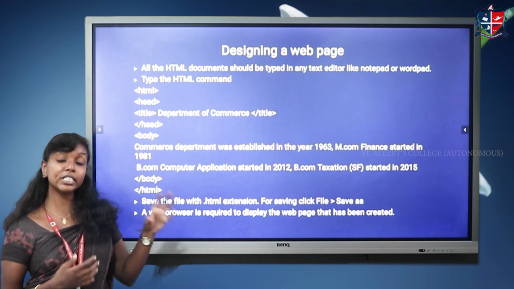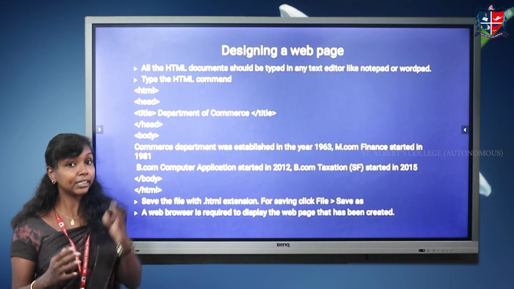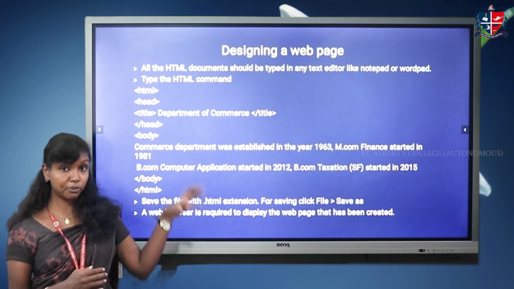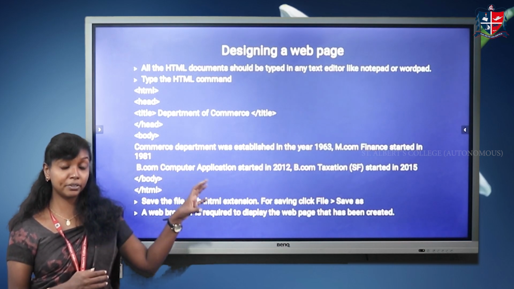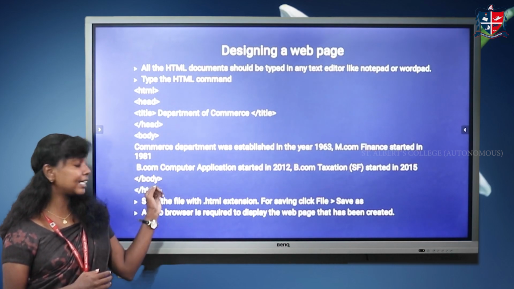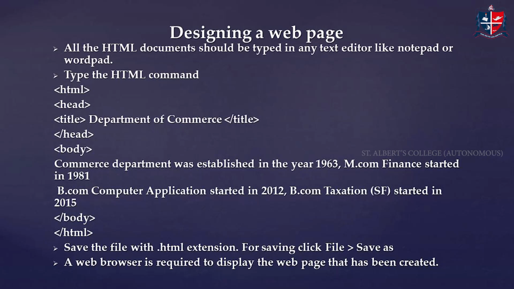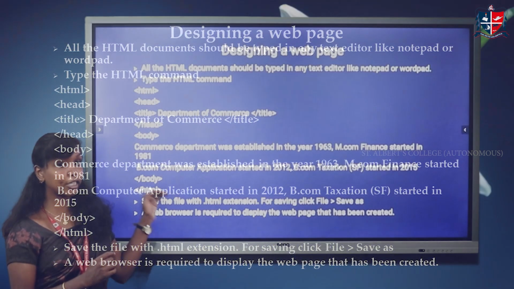So in order to create a web page, first we have to use Notepad or WordPad. Then we enter the instructions. While entering the instructions, make sure that we open with the HTML tag and end with the HTML tag itself. The HTML opening tag and closing tag are used. And in order to enter the content, the body tag is used. The body tag is also a pair tag, so body has to be opened and then the closing tag has to be used.